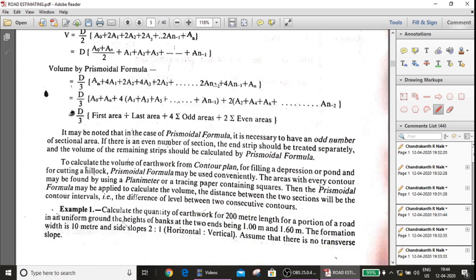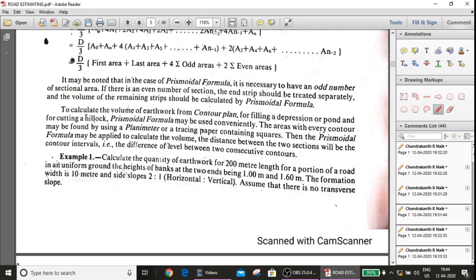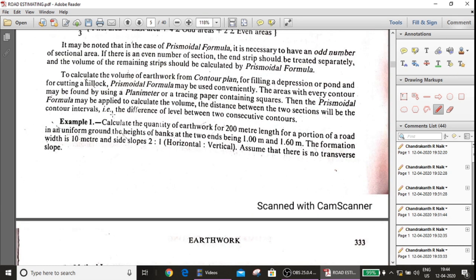Okay, now we'll go to the first example. Example number 1. Calculate the quantity of earthwork for a 200-meter length for a portion of a road in uniform ground, the height of banks at the two ends being 1 meter and 1.60 meter. The formation width is 10 meter, side slope is 2:1. Assume that there is no transverse slope.